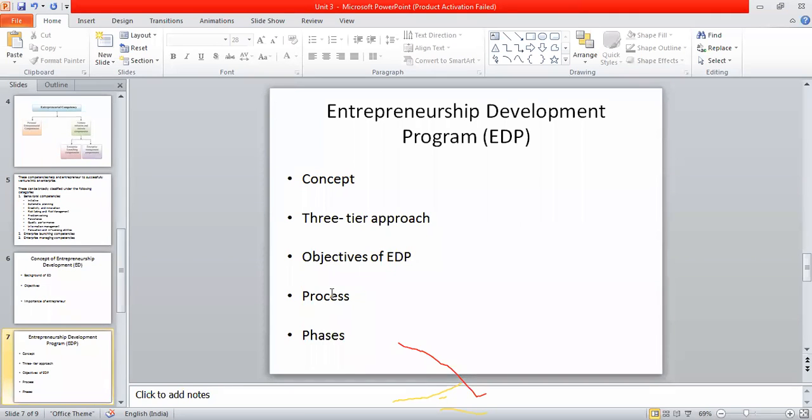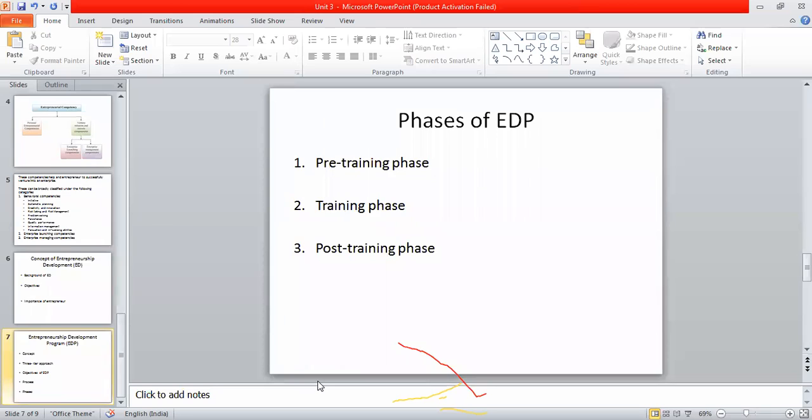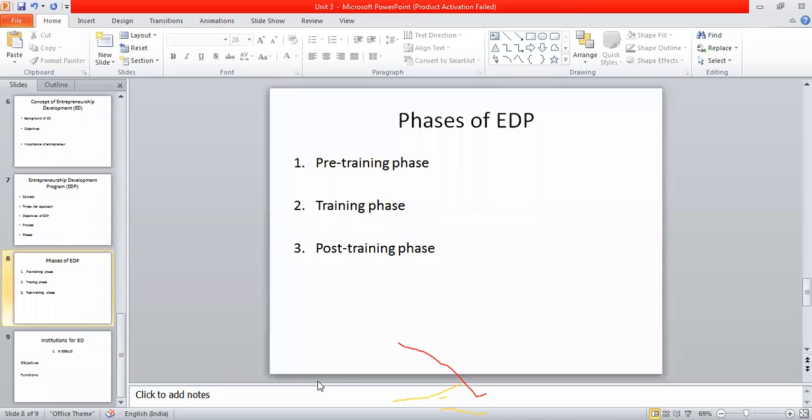So this is the objective. Now, what are the process and the phases? The phases of EDPs are the pre-training phase, training phase, and post-training phase. Let us see in detail what these phases are.